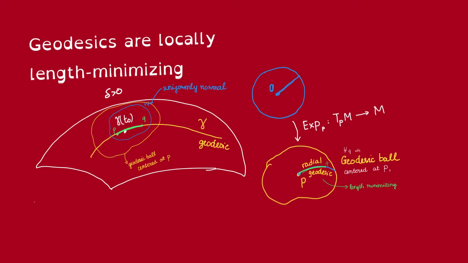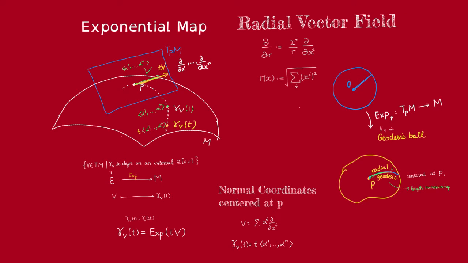In our previous video, we showed that geodesics are locally length minimizing by using the fact that radial geodesics are length minimizing. So let's show this. But before proceeding with that proof, we need to introduce a new concept. We need to talk about radial vector fields.